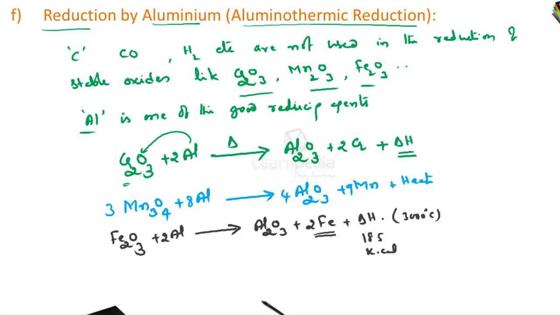So thus, the basic principle involved in Goldschmidt's aluminothermic reduction process is this reaction. That is the Goldschmidt aluminothermic process.